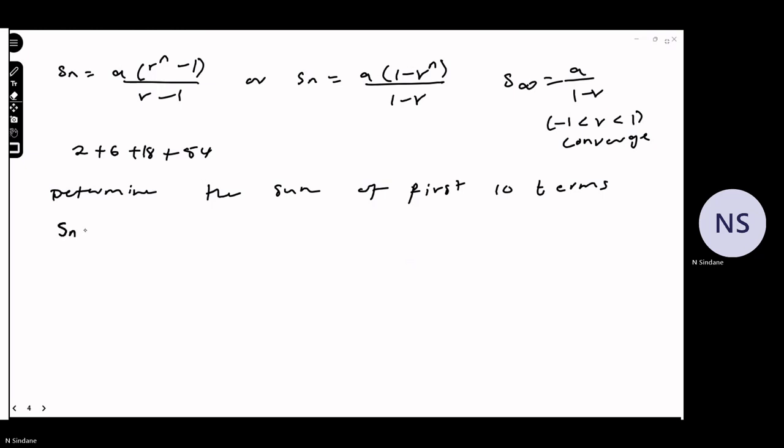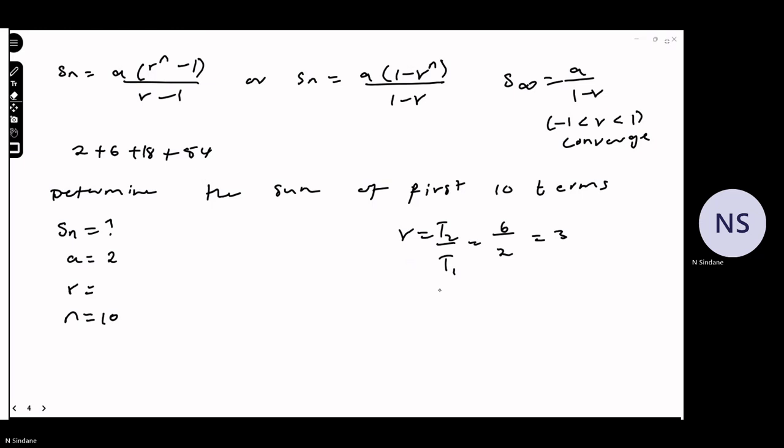We don't know what Sn is. We know the value of a, which is 2. We don't know the value of r, but we can calculate it. We know the value of n, which they said is 10. We can calculate r by saying r is equal to T2 divided by T1, where T2 is 6 divided by 2. This gives you 3.